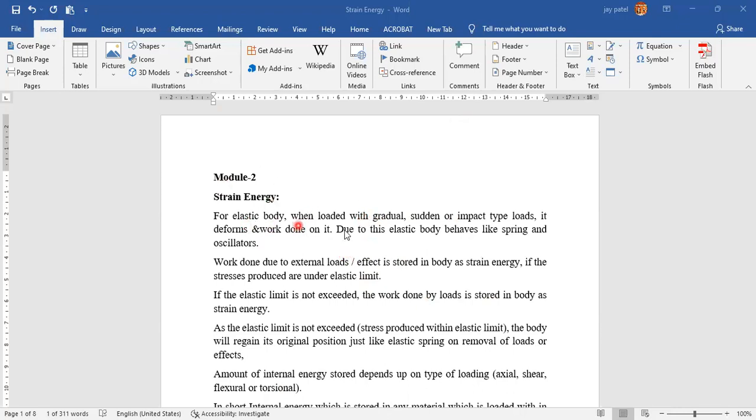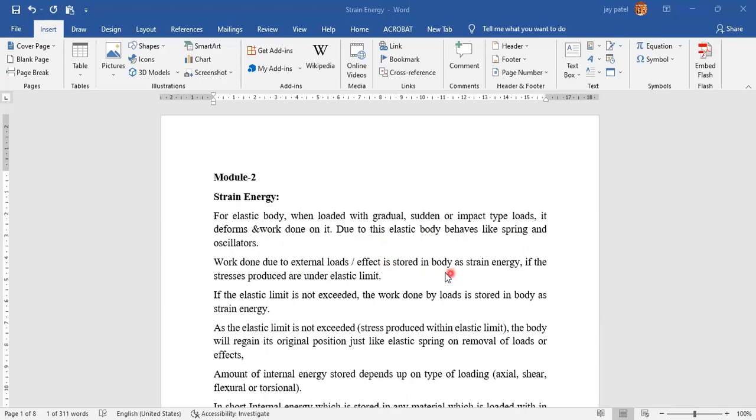Fine. For an elastic body, when loaded with a gradual, sudden, or impact type loading, it deforms. Just a simple thing: whenever load is applied on a body, obviously it will deform. Yes or no? And due to that deformation, there is work done on it. Due to this, the elastic body behaves like a spring and oscillator. This is just an assumption. Work done due to external load or effect is stored in the body in the form of strain energy.